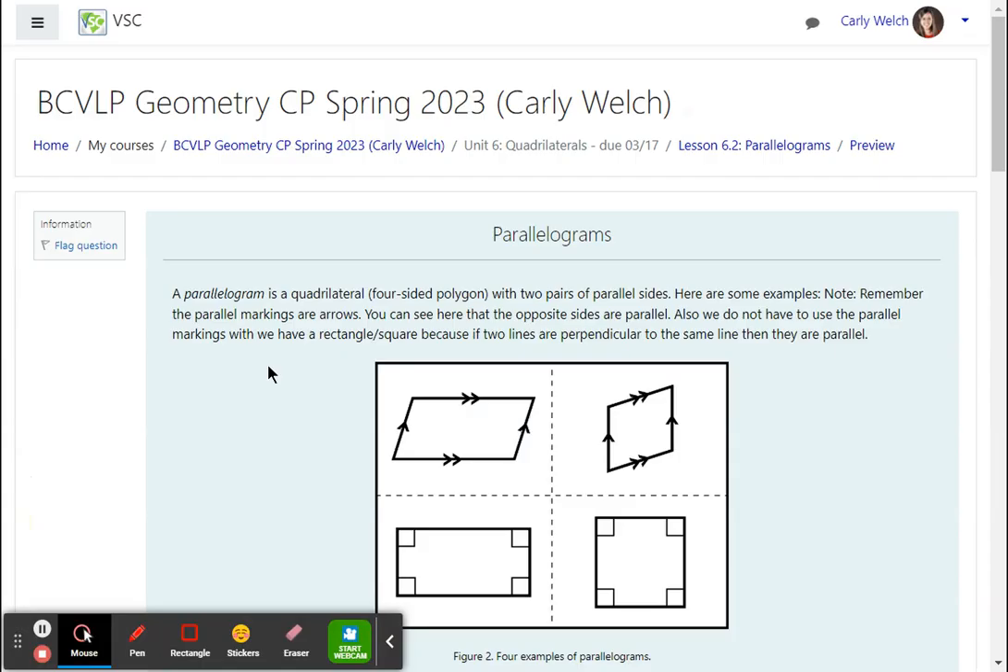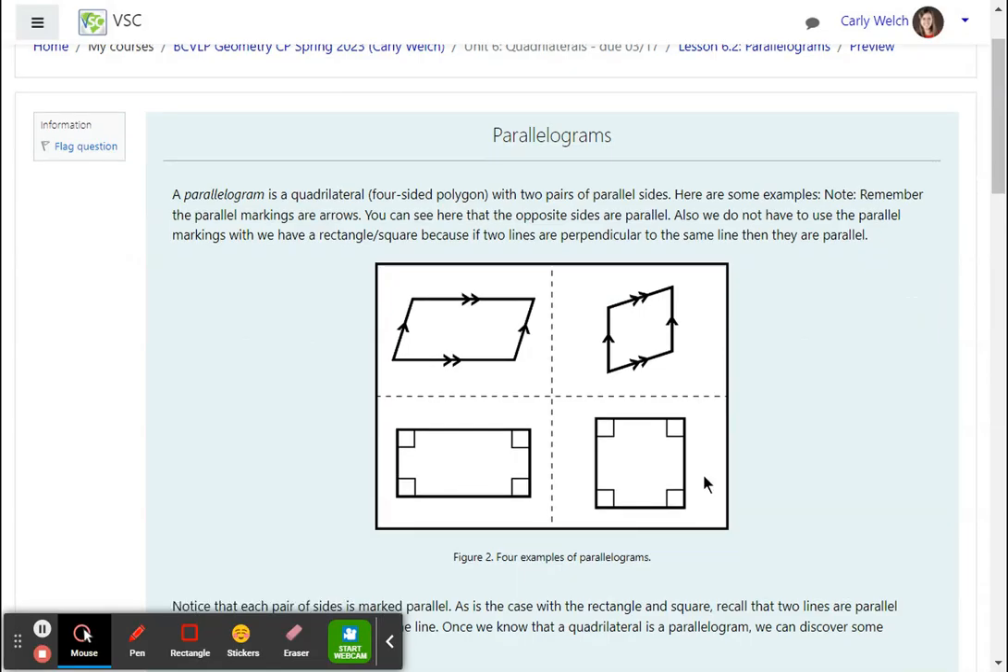We're going to look at properties of parallelograms. So a parallelogram is a quadrilateral, so any four-sided polygon, with two pairs of parallel sides. So we have a couple of examples. We have a parallelogram here. We have what we call a rhombus, rectangle, and a square.